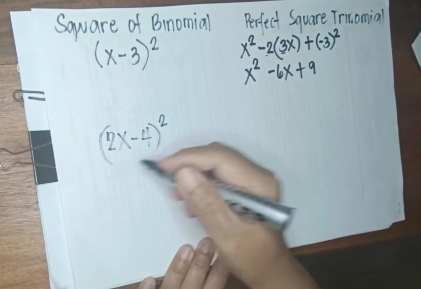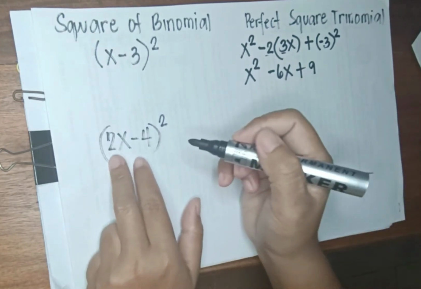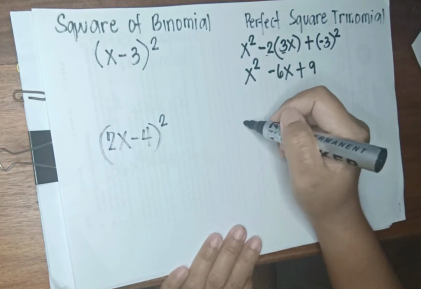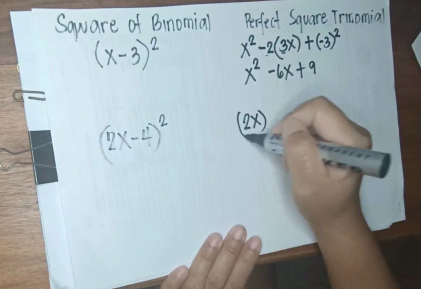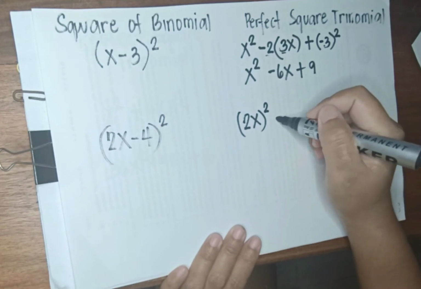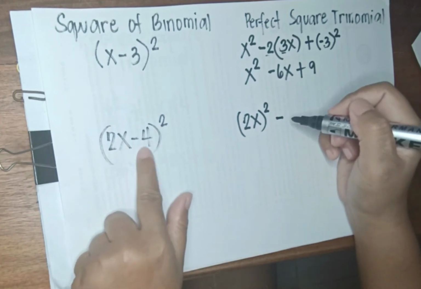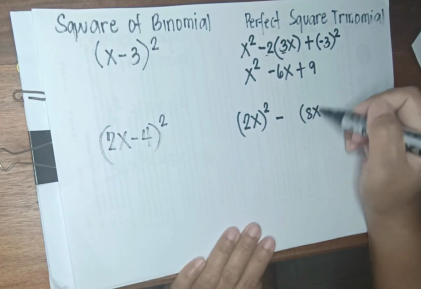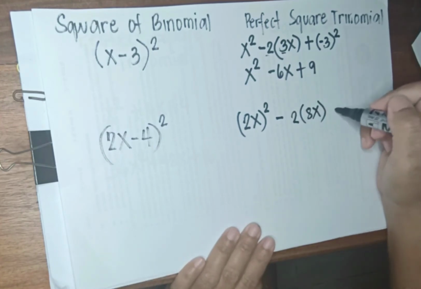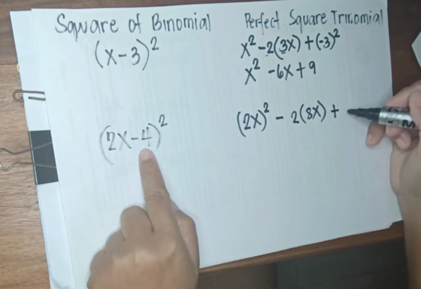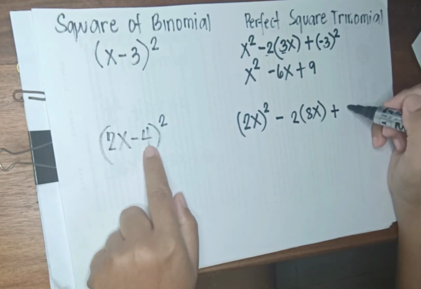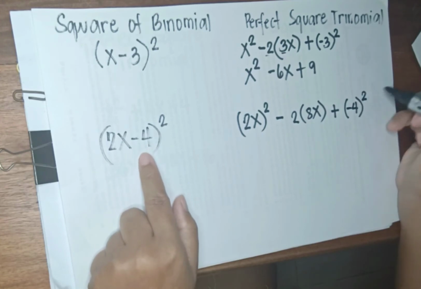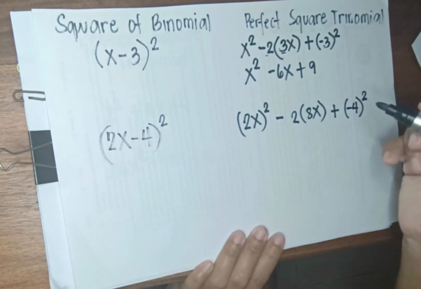Okay? Next, the binomial 2x minus 4 is squared. Just the same process. Copy first term, square it, minus, multiply the two terms. 4 times 2x, that is 8x. And don't forget, times 2, plus, copy the second term, negative 4, is squared. Ayan. Then, simplify.